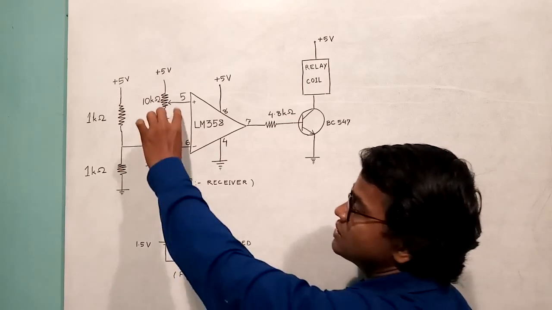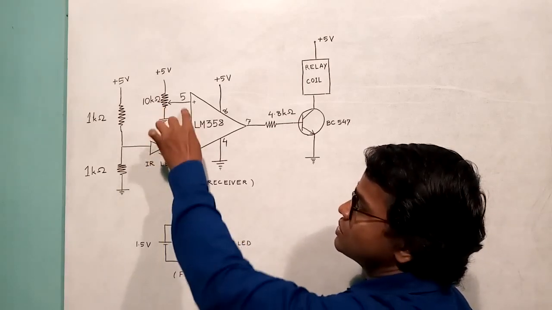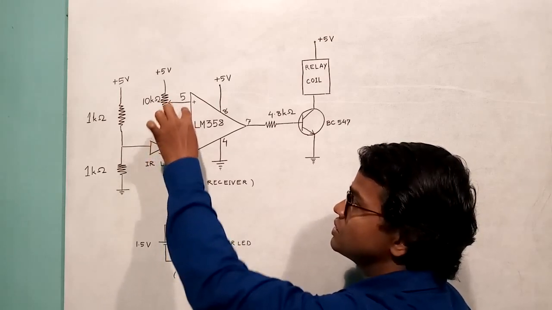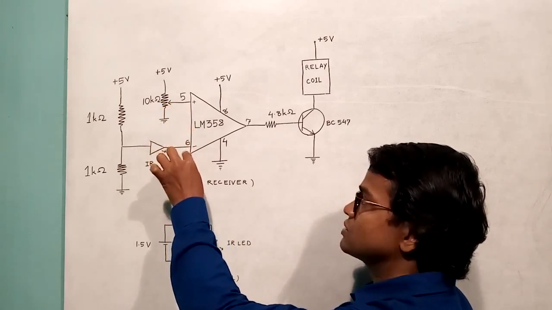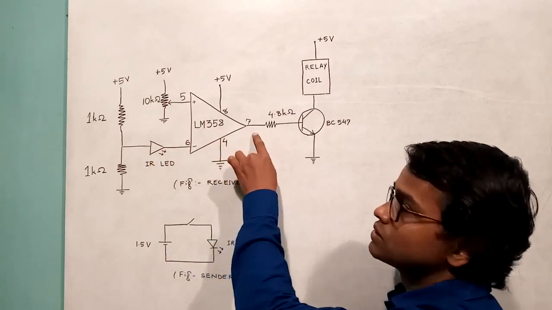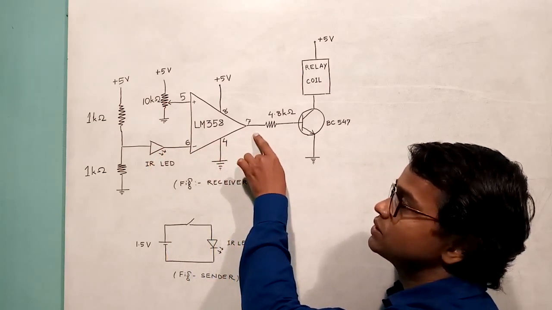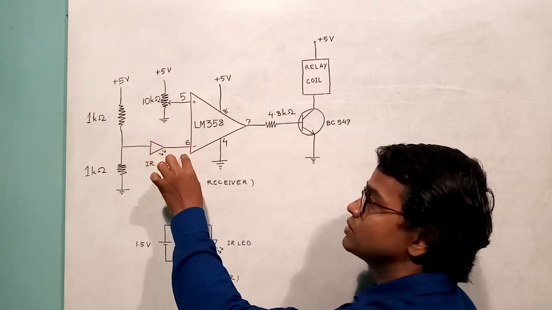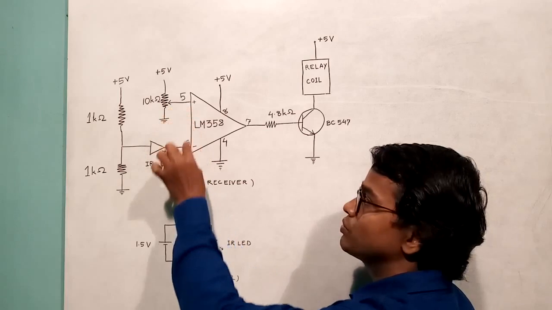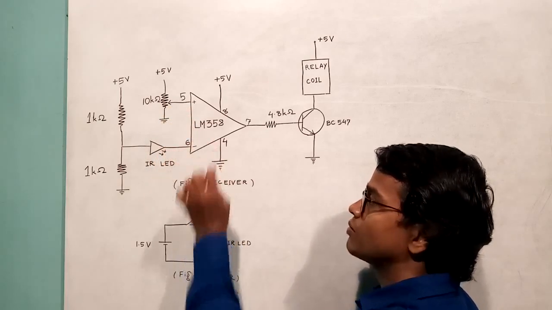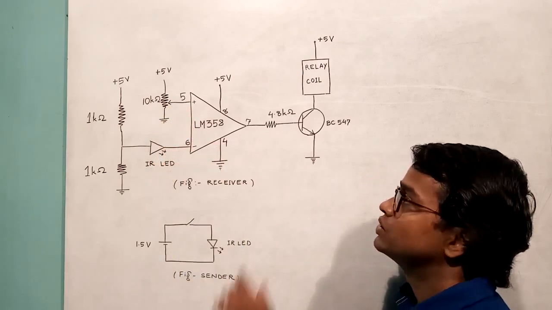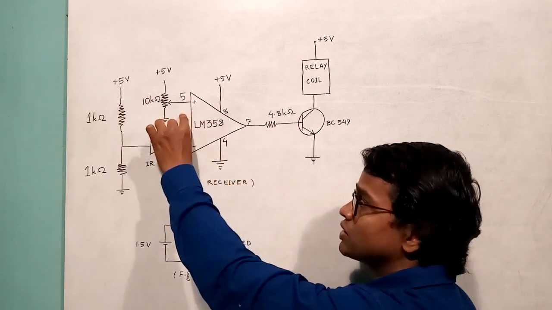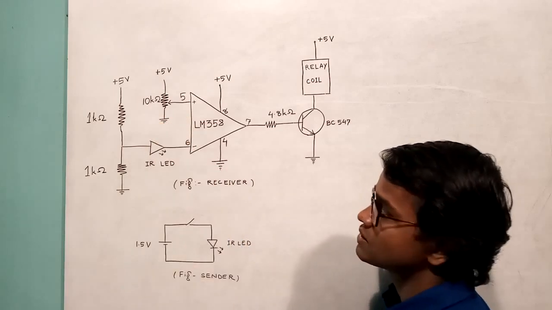How an operational amplifier works. As long as there is no voltage difference between these two input pins, you will get no output here. When there exists a voltage difference between these two pins of this amplifier, you will get an output here. It does not matter how small the voltage difference is.